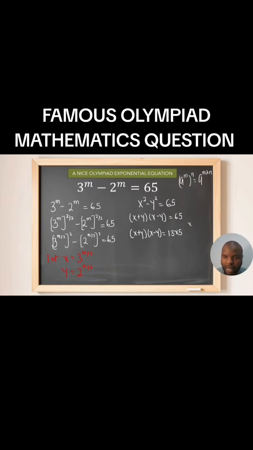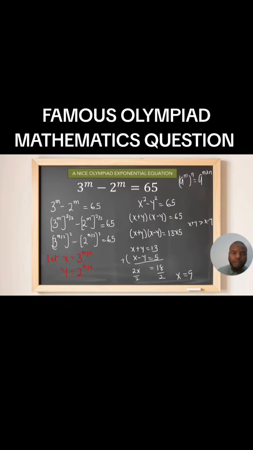Here we should know that x plus y is greater than x minus y, because both x and y are positive, so the sum of two numbers is greater than the difference of two positive numbers. So we can conclude that x plus y equals 13, and x minus y equals 5. Simultaneously, we can solve this by adding these two equations together. x plus x is going to give us 2x, the y is going to be eliminated, and 13 plus 5 is 18. Dividing both sides by 2, I'm going to have my x to be 9.